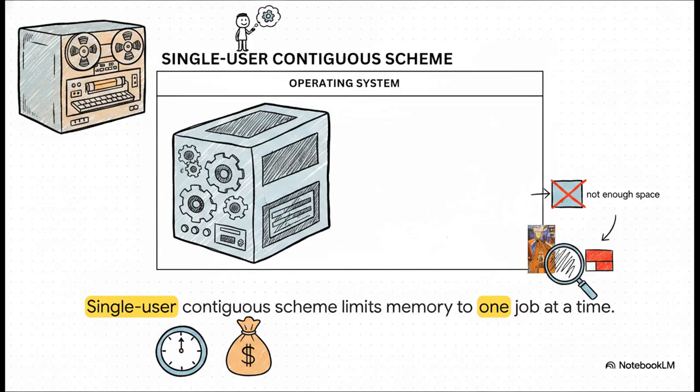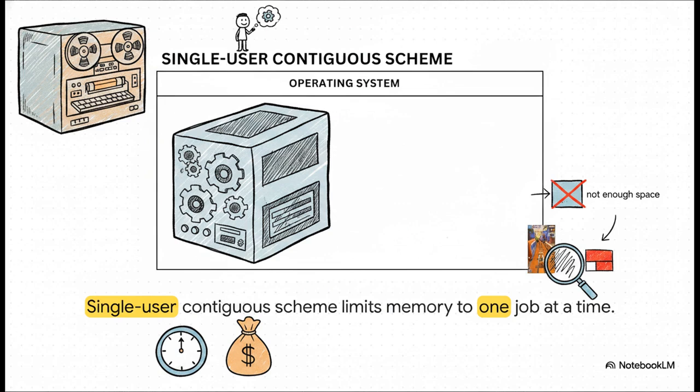So picture this. It's the late 1940s and 50s. This is our first step, the single-user contiguous scheme. One entire program was loaded into a massive, undivided memory block. The operating system sat at the top, and the user's program just got the rest. But there were massive limitations here.